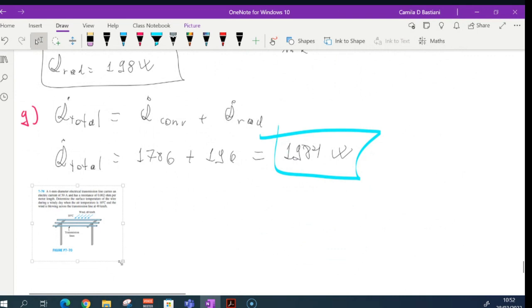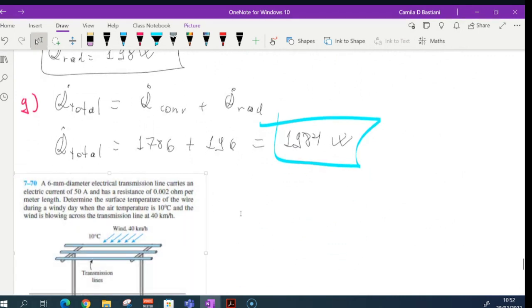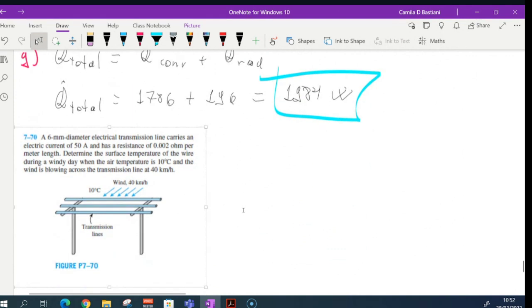We won't be able to finish this one today, but I'm going to start. This is slightly different in terms of the geometry and in terms of the way that our heat transfer is presented to us, okay?